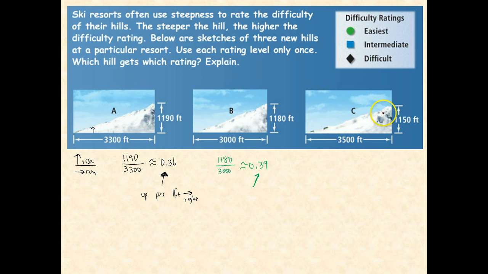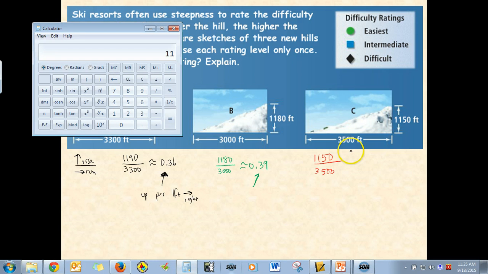Well, how about slope C? We go up 1,150 feet when we go over 3,500 feet. 1150 divided by 3,500 is about 0.33.